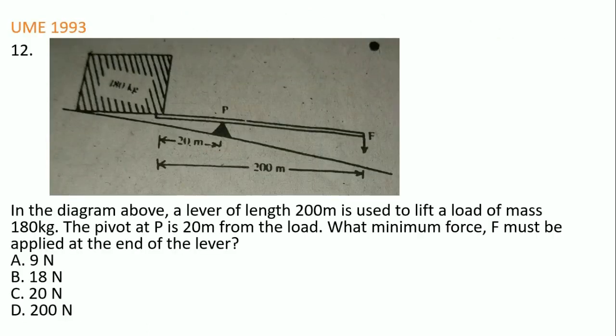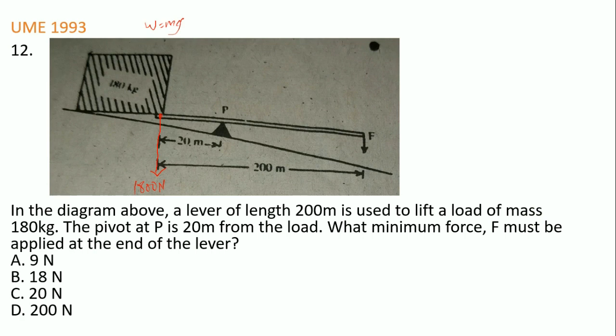UTME 1993, question number 12. In the diagram above, a lever of length 200 meters is used to lift a load of mass 180 kilograms. The pivot at P is 20 meters from the load. So definitely we would assume that the weight will be acting here, which is going to be 1800 Newton. Remember, from W equal to mg, assuming acceleration due to gravity is 10 newtons.